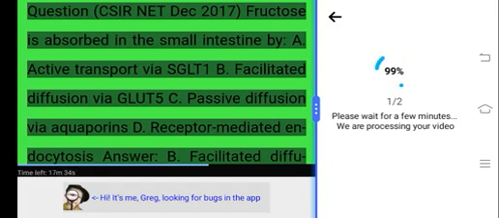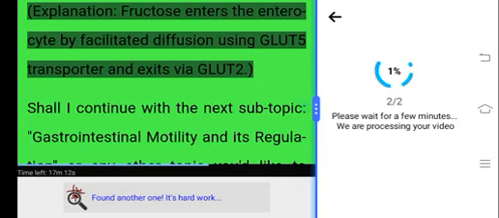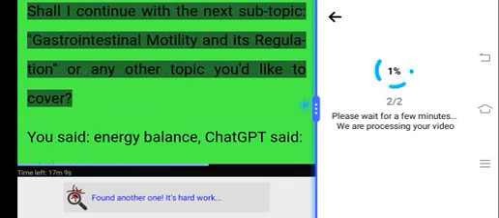Question, CSIR NET December 2017. Fructose is absorbed in the small intestine by A. active transport via SGLT1, B. facilitated diffusion via GLUT5, C. passive diffusion via aquaporin, D. receptor-mediated endocytosis. Answer: B, facilitated diffusion via GLUT5. Explanation: fructose enters the enterocyte by facilitated diffusion using the GLUT5 transporter and exits via GLUT2.